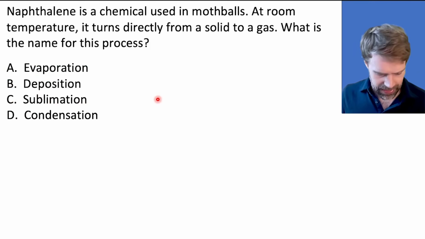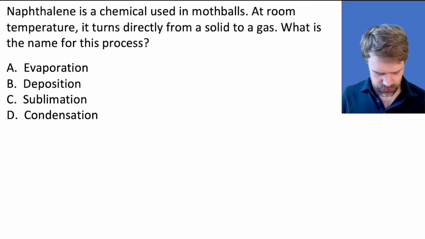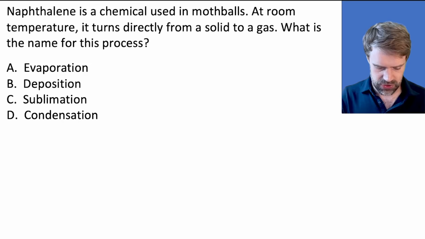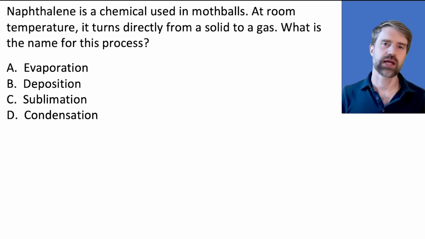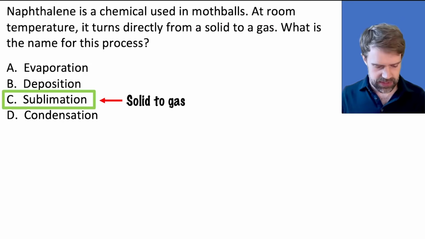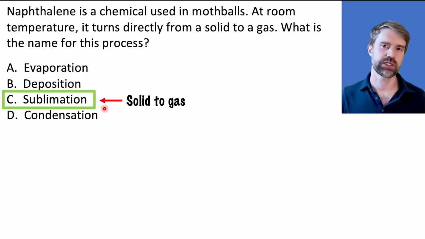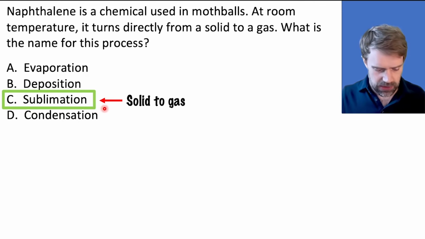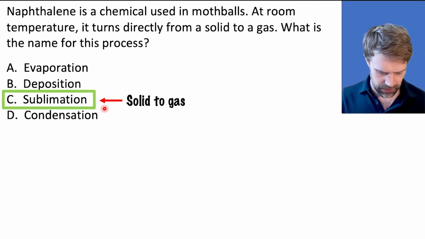Here's another one. Naphthalene is a chemical used in mothballs. At room temperature, it turns directly from a solid to a gas. What is the name for this process? This is the type of question where you just kind of have to know some definitions. The state change where a solid turns into a gas is called sublimation. Choice C. Like we said, the TEAS loves questions on sublimation and deposition, so be prepared.